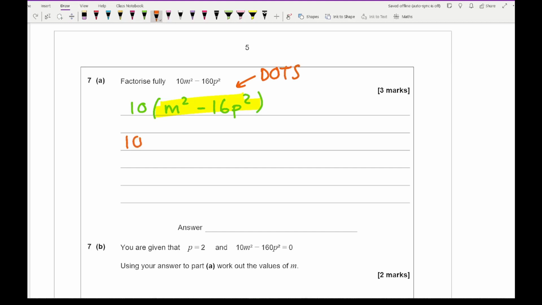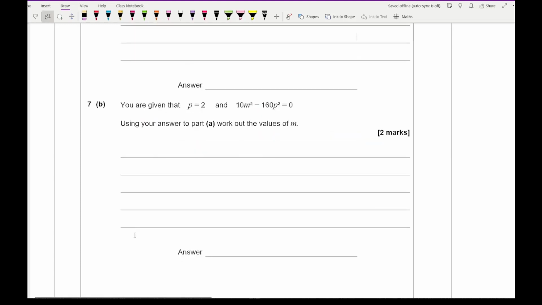So then it becomes 10. And then set up my double brackets. I've got m, and I'm going to end up with 4p. And one's a plus and one's a minus. It then says for 7b, you are given that p equals 2 and 10m squared minus 160p squared equals 0. Use your answer in part A to work out the value of m.